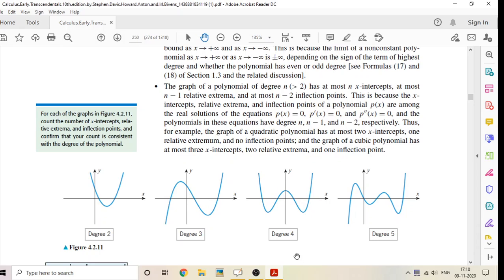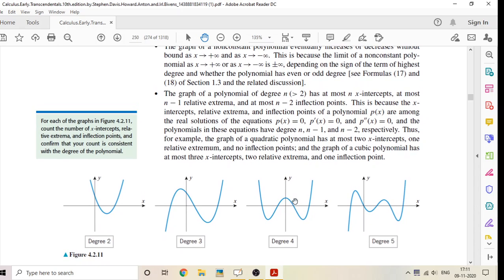And when you come to a degree 4 curve, so this is a function with 4 intercepts, and there are 2 minima and 1 maxima, so 3 relative extrema, and these are the 2 inflection points. So here it is concave up, ഇവിടെ വരുമ്പോൾ concave down ആവും, വീണ്ടും concave up ആവും. So there are 2 inflection points, and you have a degree 5 curve here.